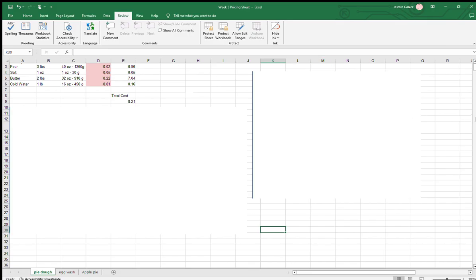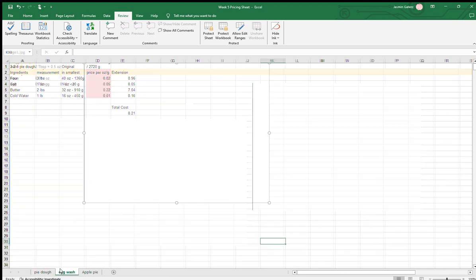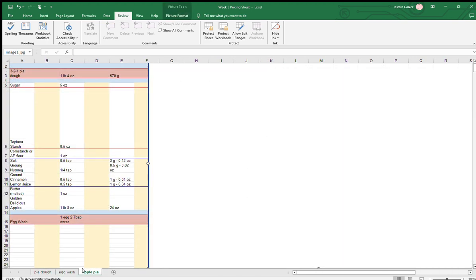This is week 5 for B55F, Chef Mara's class, Introduction to Baking. This will go over what I think are the correct answers for the costing sheet, but do not quote me on anything. I'm still waiting for Chef to get back to me on that. Okay, so I'm going to separate this into 3 separate parts: pie dough, egg wash, and apple pie.